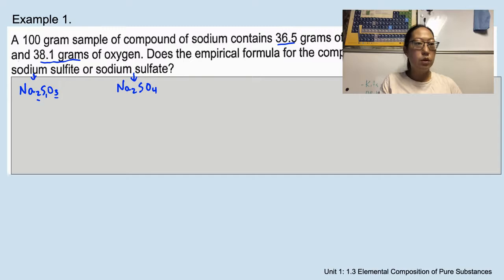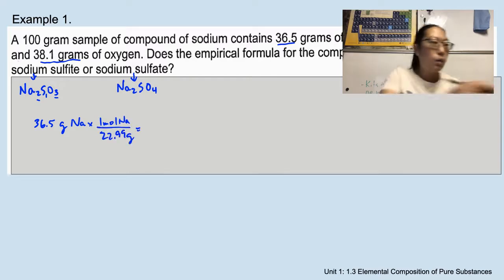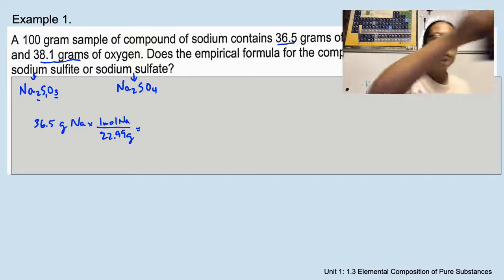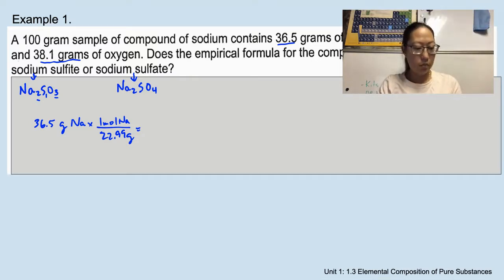So the way we do this is we're going to start off with 36.5 grams of Na, and I'm going to divide by the molar mass. So 1 mole Na is 22.99 grams. I'm going to find the moles on my calculator, and that gives me 1.587-ish, 76. I'm going to keep a couple extra sig figs for now, and that gives me the moles of Na.